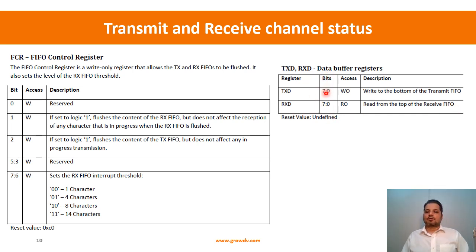And as you know, both of these registers are mapped at the same offset of 0. When we looked at the register address map, we had seen this. Now there is another register called the FIFO control register. The FIFO control register is a write only register that allows TX and RX FIFO to be flushed. It can also be used to set the level of RX FIFO threshold, and if you see bit 1, if you set it to 1, the content of RX FIFO will get flushed, and it says but does not affect the reception of any character bit that is in progress when the RX FIFO is flushed.